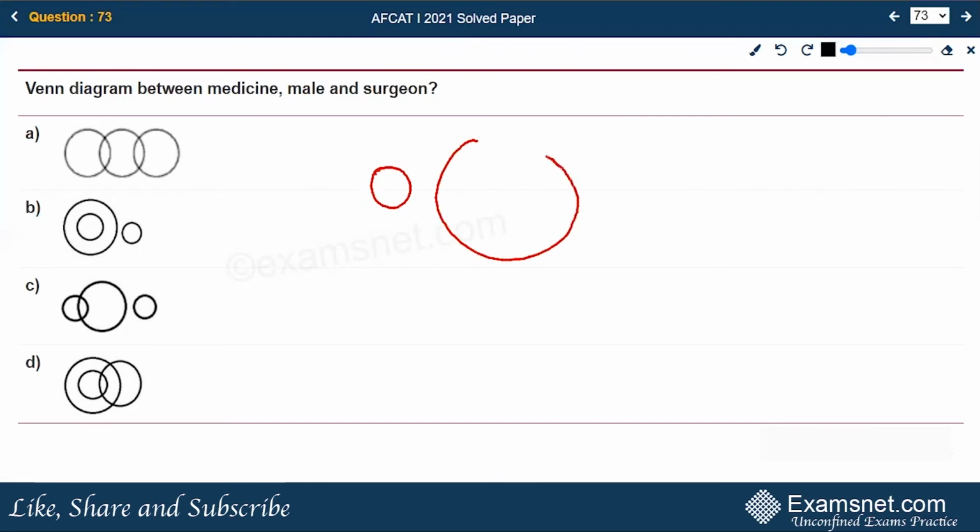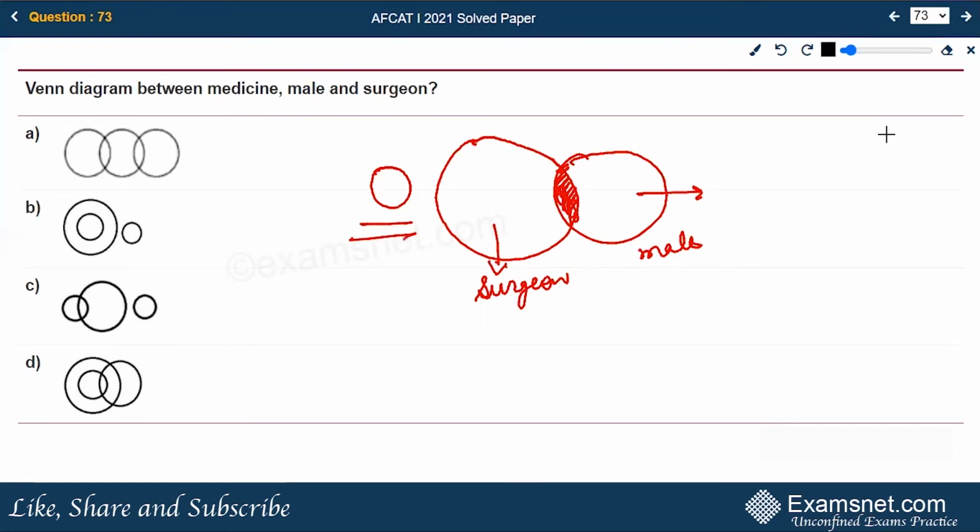So over here, you are having this. You can say this is surgeon and this is male. This portion represents surgeons who are male. This portion represents males who are not surgeons. This portion represents surgeons who are not male. Medicine is entirely a different line. So the correct answer to this question is option C.